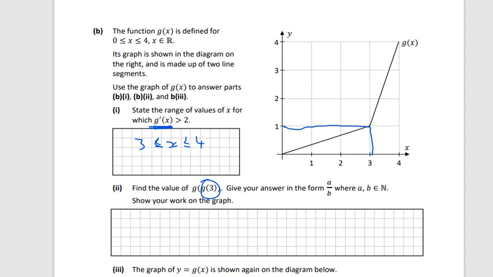So if I put a 1 in here instead of g of 3, so now I just have to get g of 1. And for g of 1, I have to go back to the graph a second time. And now I'm doing it for 1. So 1, I go up to here and I go across. So it's probably a little bit less than 0.5. It's probably 0.4. And they want your answer in the form a over b, so that's 2 over 5.